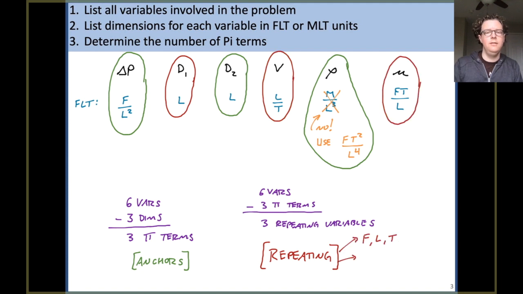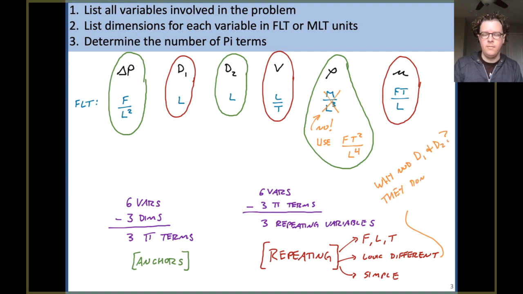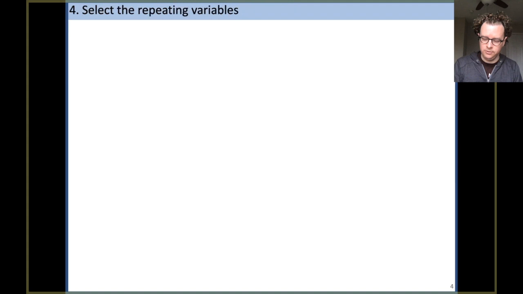With those anchors selected, repeating variable wise then, I'm left with diameter 1, velocity, and viscosity. And again, we want to check, do those include F, L, and T? Yes, they do. Do they look different from one another? Yes, they do. And did I pick the simpler variables, which is my preference, not a requirement? Yes, I did. All right, so we've now selected our anchoring variables in green and our repeating variables in red. And I've already reminded you all that D1 and D2 don't look different from one another. That's why they couldn't be used both as repeating variables.